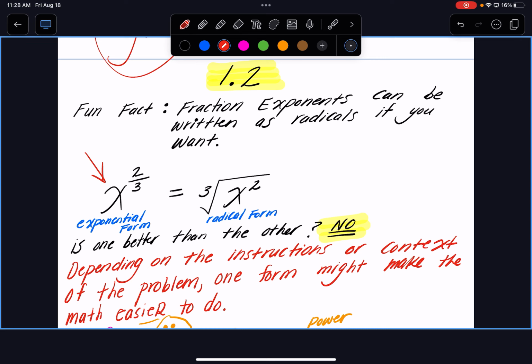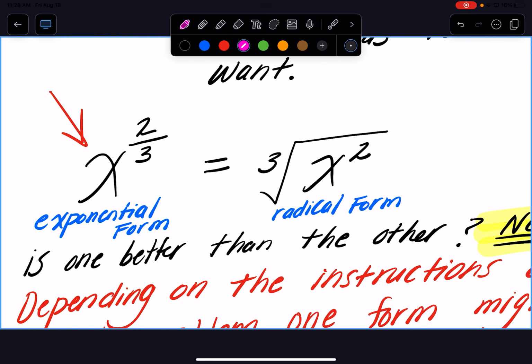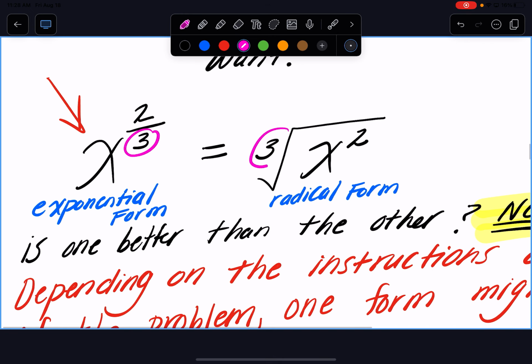So let's try to remember this, okay? A lot of kids get confused. They forget. It takes a little bit of memorization. So everybody look. Do you guys see how the 3 is on bottom? The bottom is what becomes the root. See? Cube root. On top is the power. See? X to the 2nd power.